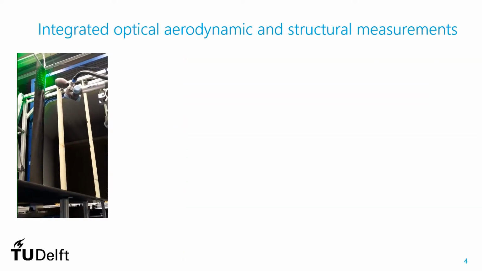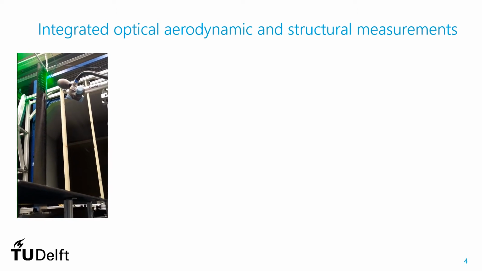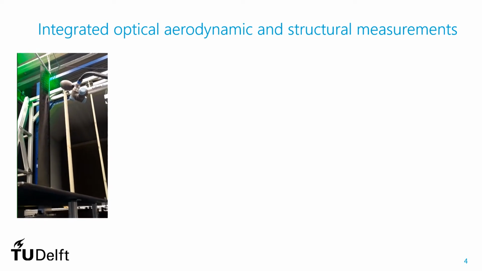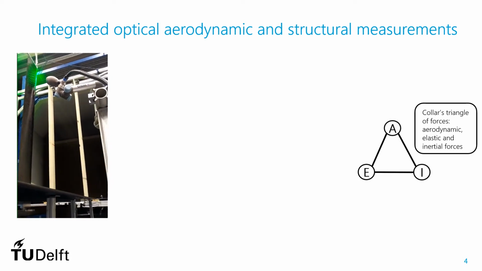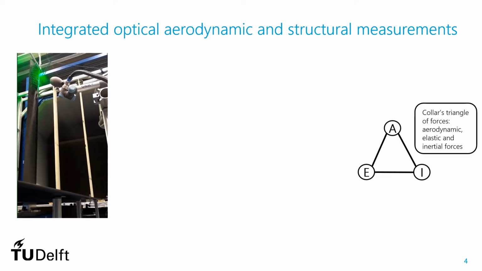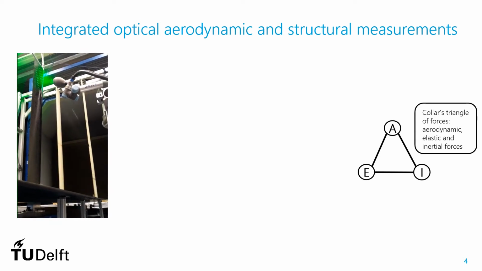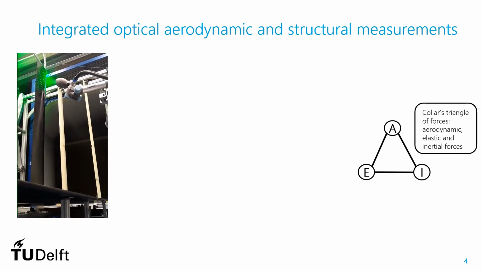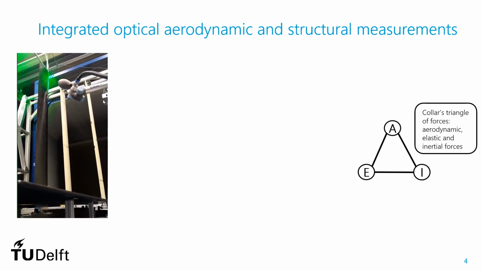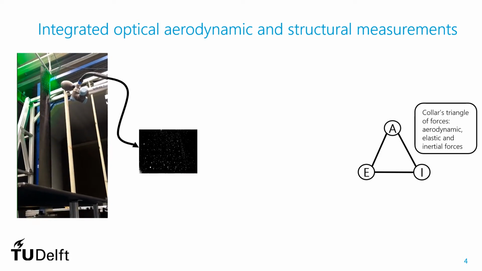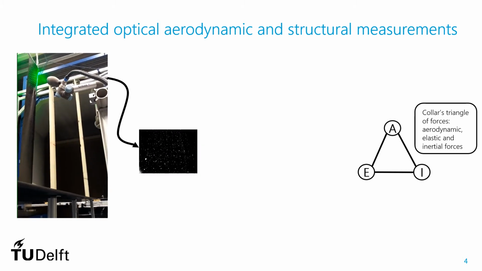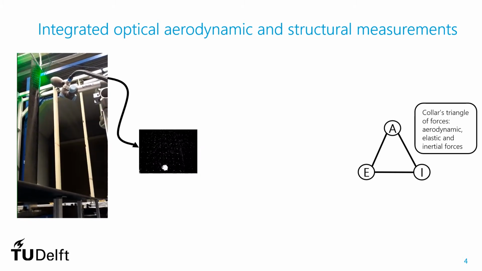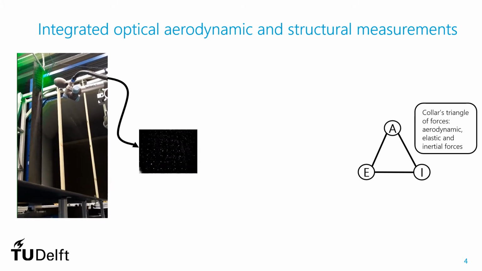I will now explain how our measurement approach works. On the left, you can see the acquisition of a measurement. On the right, you can see the quantities that we are interested in, the three forces that are relevant in a dynamic aeroelastic interaction. The way our measurement approach works is as follows. With the robotic PIV system, we are acquiring images of markers we have painted on the wing surface and of helium-filled soap bubbles, which we use as flow tracers.